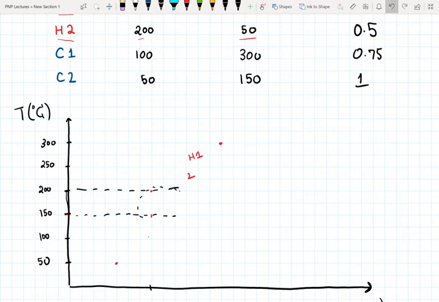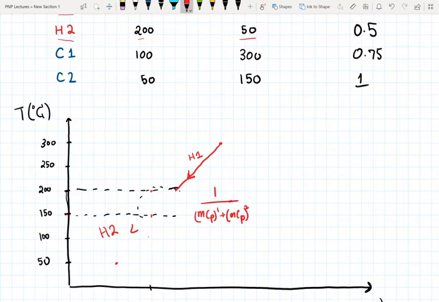So in order to do that, I'm just going to keep this one. And for this segment, your new slope is going to be 1 over mCp of the first stream plus 1 over mCp of the second stream. So as many streams as you find in that interval, you want to add their heat capacities, and the inverse is going to be the slope. So in our case, that's going to be 1 over 1 plus 0.5, which gives us 1 over 3 over 2, 2 over 3. Therefore 2 down, 3 across.